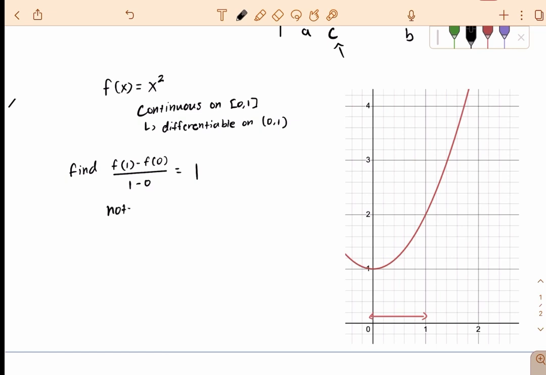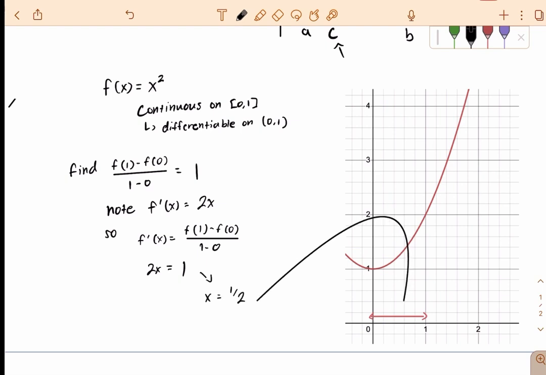Let's also make sure to note that we can kind of intuitively grab that derivative from f of x equals x squared to f prime of x equals 2x. So when we set our derivative equal to our secant slope, we have f prime of x is equal to f of 1 minus f of 0 over 1 minus 0, meaning 2x is equal to 1. We'll solve for x and we have x equals 1/2. This means that at x equals 1/2, our secant slope from within that interval is equal to the tangent slope, right? The tangent slope at x equals 1/2 is equal to that secant slope.